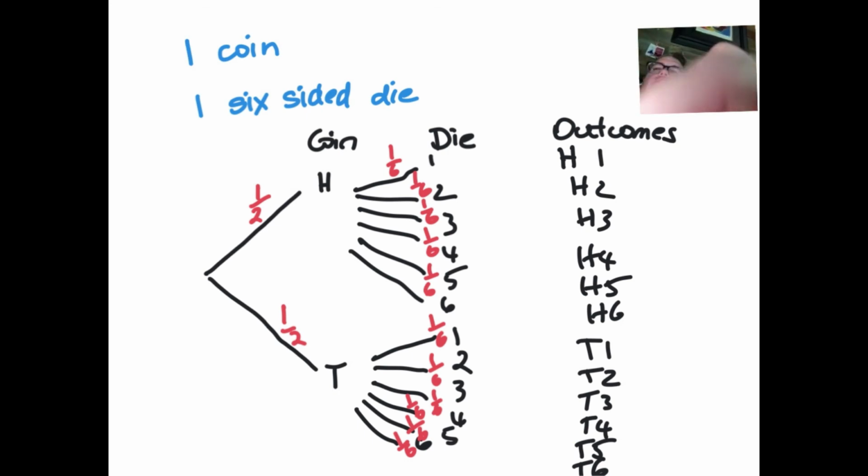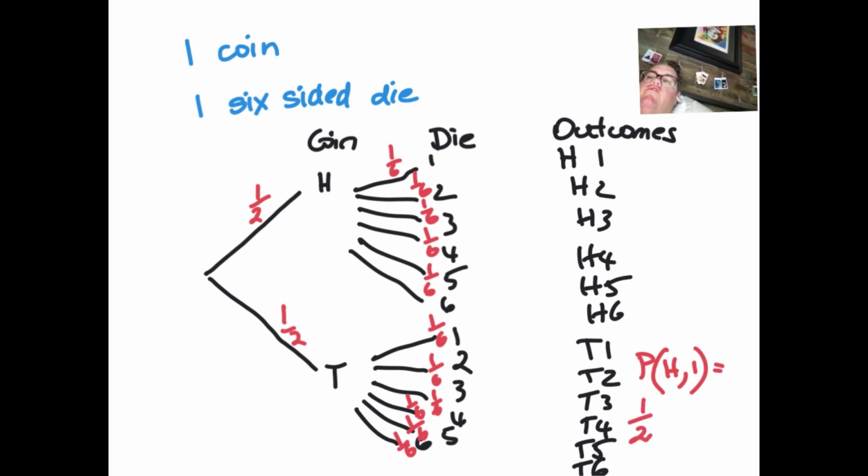So let's look at the probability event of getting a head and then a 1. For this, we have a 1 over 2 chance of getting a head times a 1 over 6 chance of getting a 1. We've got a 1 in 12 chance of flipping a head and then getting a 1.